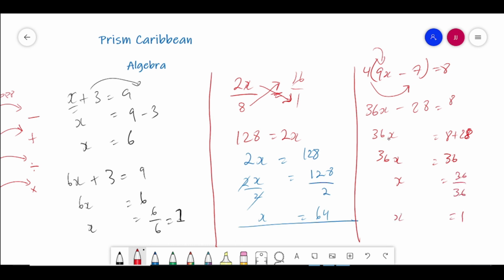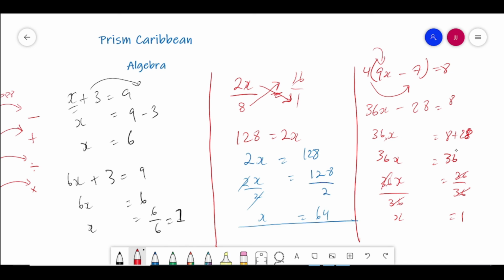We know the x and the 36 were related by multiplication. And carrying across the minus 28, we will get positive 28. So we will have 36x is equal to 36. And of course, because this is related by a multiplication, we divide when we carry it across to the other side. So we can say 36x over 36, cancel, cancel, so we'll have x is equal to 1.